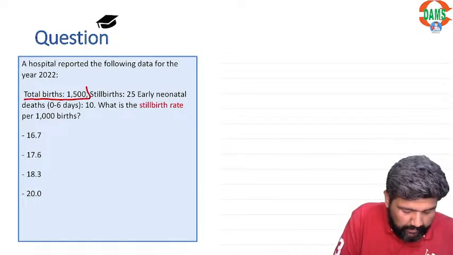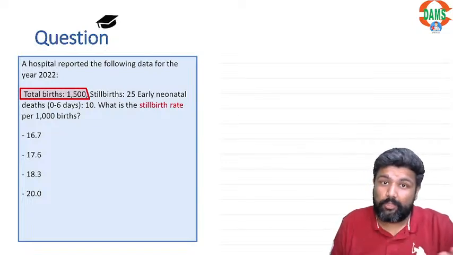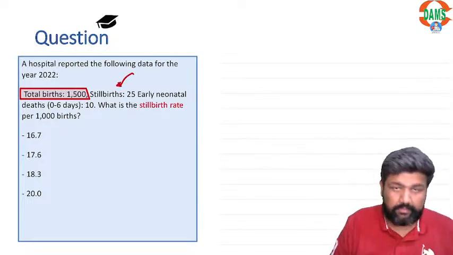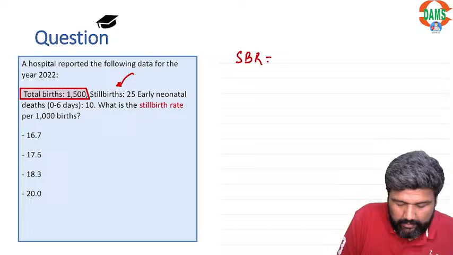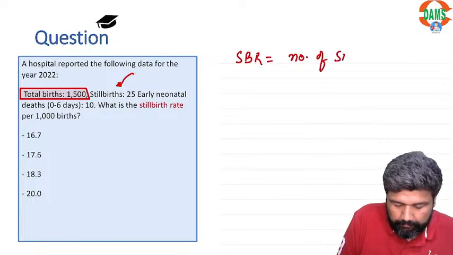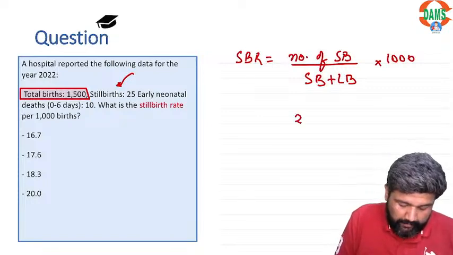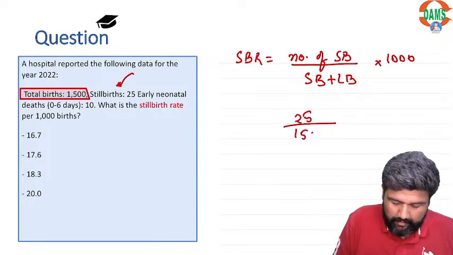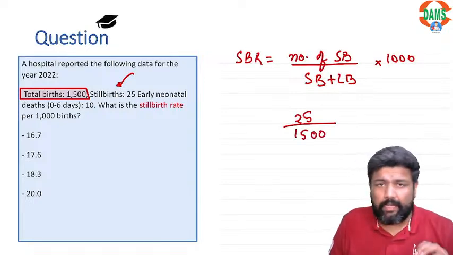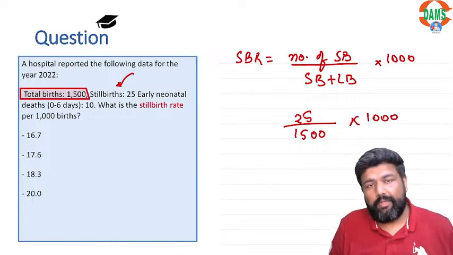Now bacho, see here they have not mentioned total live birth. Here they have mentioned total births and stillbirths. What is the stillbirth rate, guys? Stillbirth rate formula is number of stillbirth divided by stillbirth plus live birth multiplied by 1000. How many stillbirth here? 25. And here they have already mentioned total birth, right? So it is 1500. Without any doubt, it is 25 divided by 1500 multiplied by 1000. You will solve and you will get the answer.